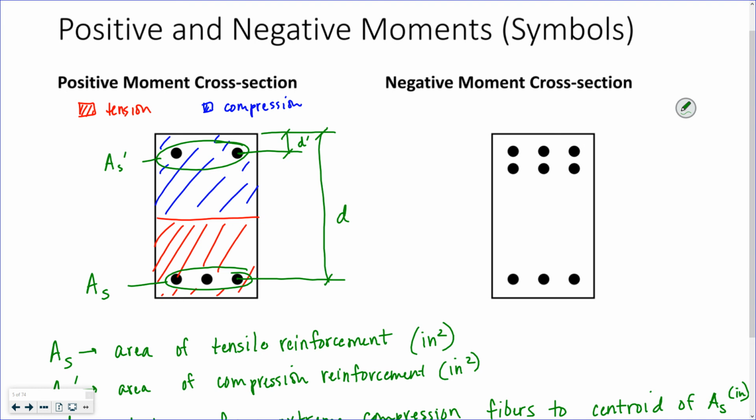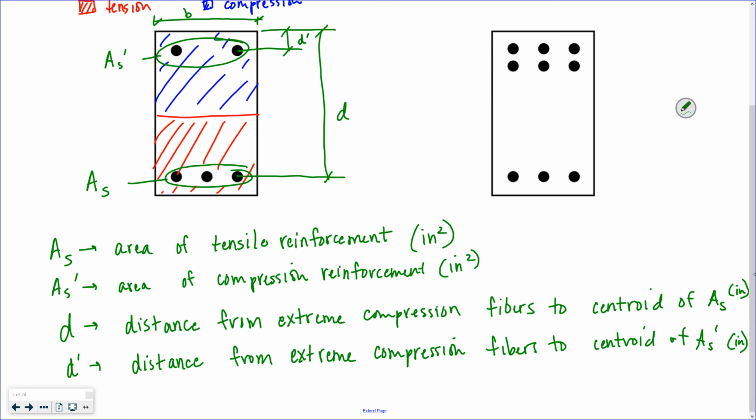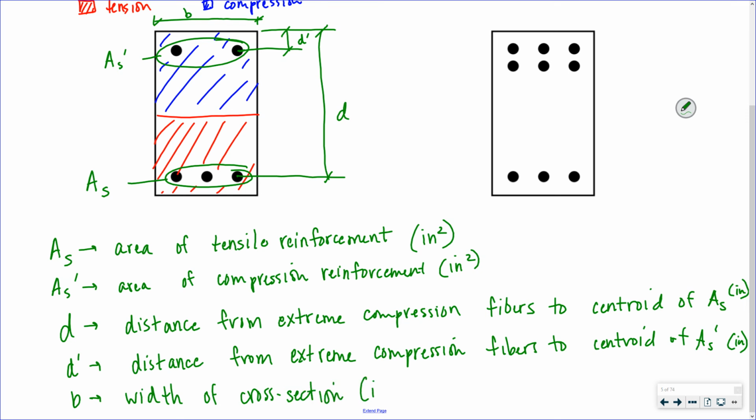The other dimension that we care about is the width, which is B. So we got B, which is the width of my cross section.